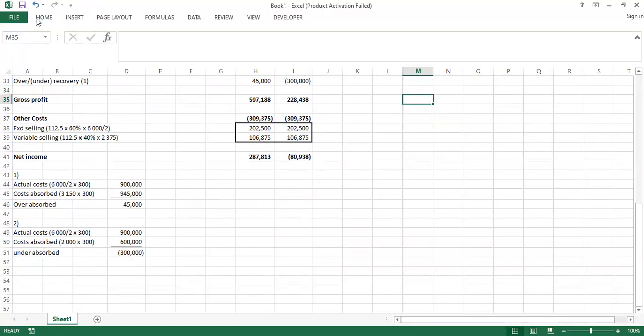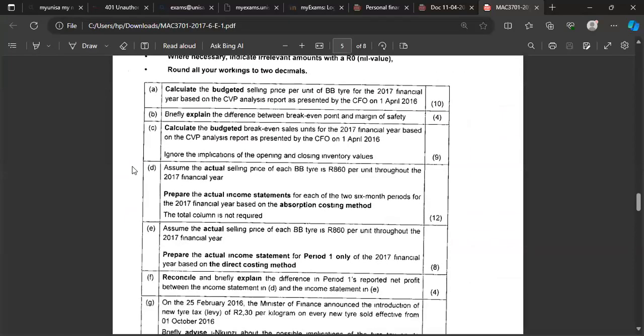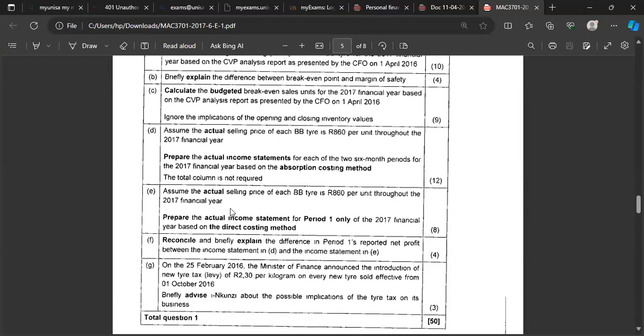All right, let's move on to the next one now. If we don't have any questions now, we are doing the same thing except that now we are going to be making use of the direct costing method. So it's still going to be an income statement. So we can as well take the same heading there.